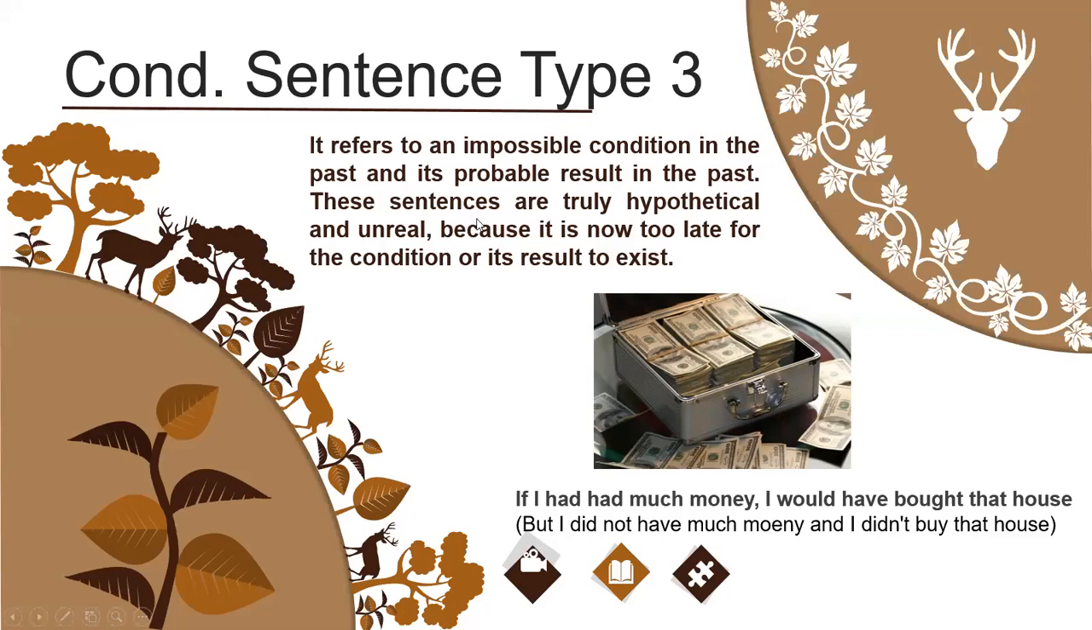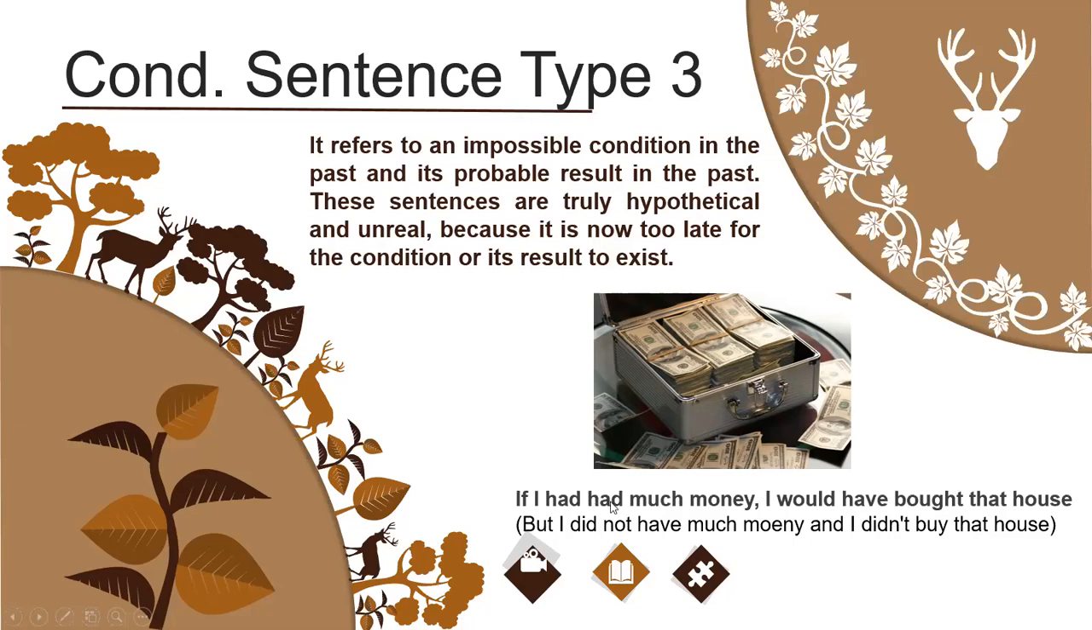These sentences are truly hypothetical and unreal. It's not real. Why? Because it is now too late for the condition or its result to exist. Why is it impossible to happen, or why is it unreal? Because it's too late now for the condition or its result to exist or to happen. Okay, here is the example. I'm going to give you the example of that.